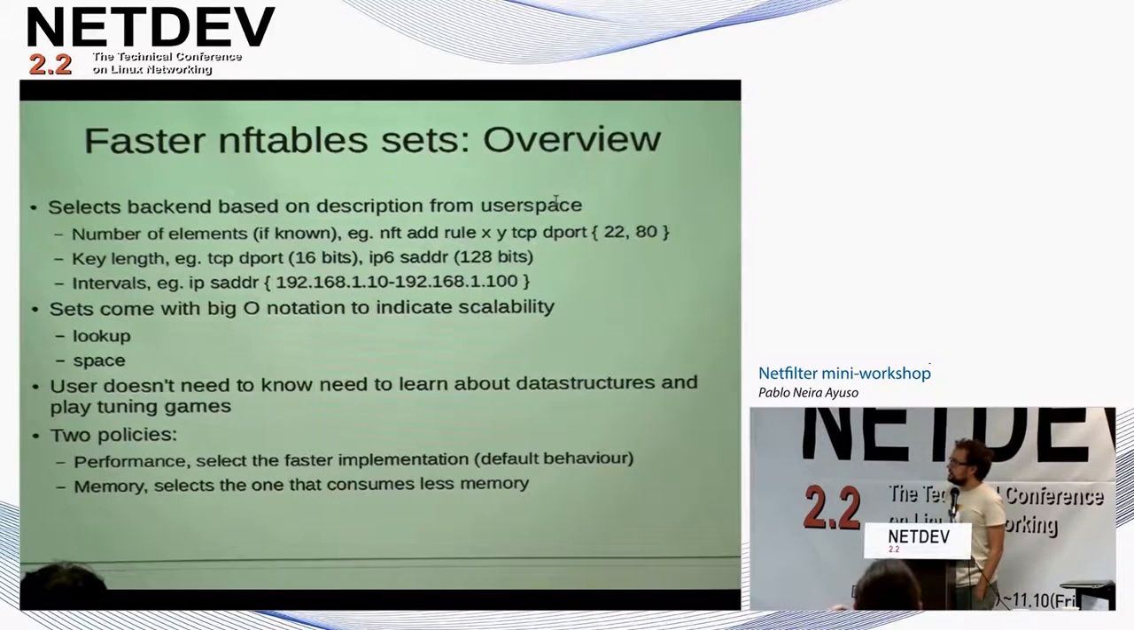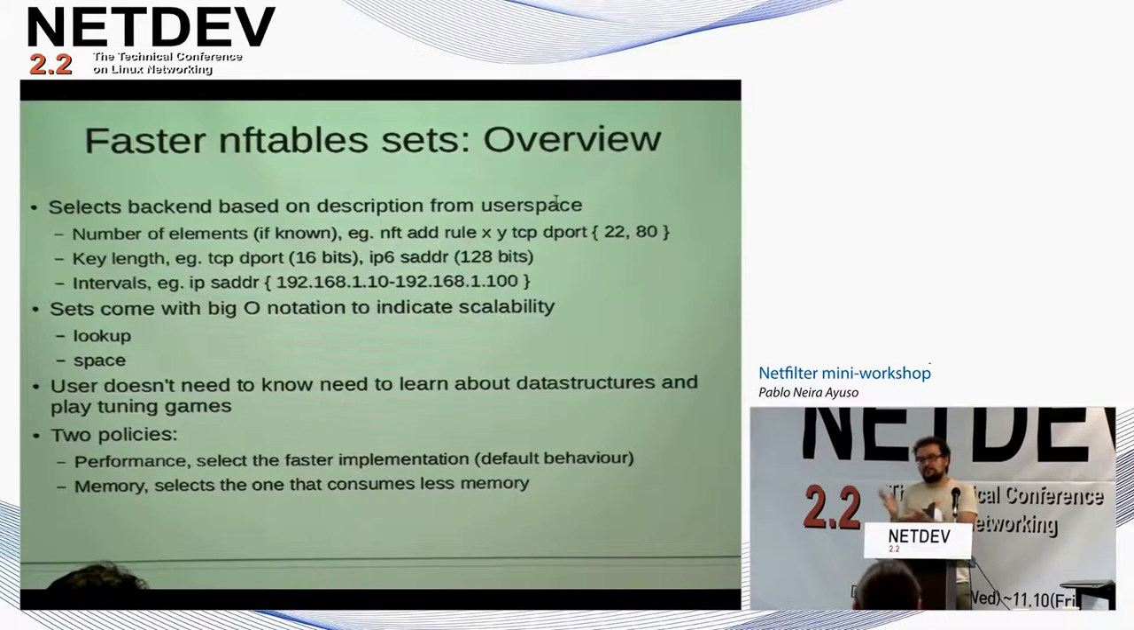But if these indications are passed to the kernel, it can make a better decision, because it's the kernel that is deciding what set backend is going to be used. So it's not that we allow the user to say, I want a hash table. It's more like you just describe what you want, and the kernel has a routine to select what is the best backend for you. And there are two policies, performance and memory, depending on all the trade-offs you select.